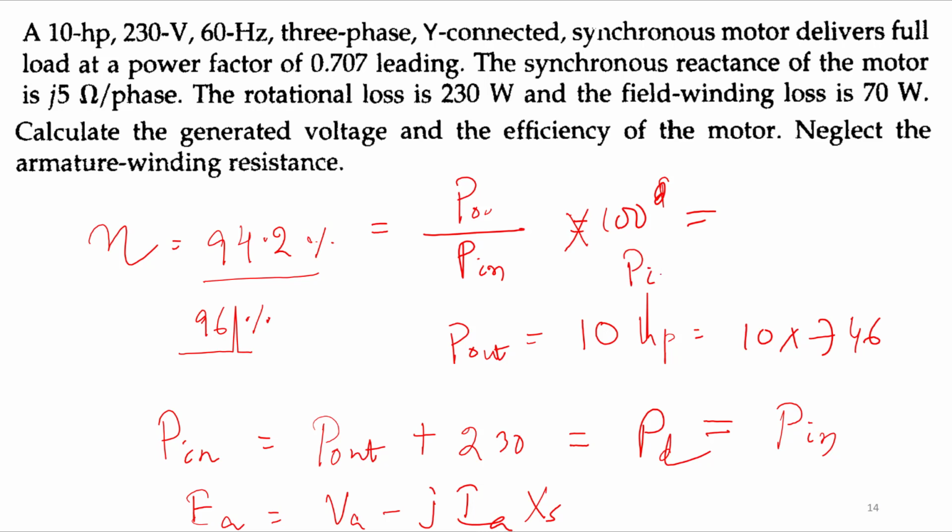P in is equal to 3 V_A I_A cos theta. Cos theta is 0.707, it is given, right? V_A is given, 230 is the line voltage, so you can write 230 by root 3, and I_A you can find from this expression. P in, you know, is equal to P_D, P out plus 230. So this is the very simplest problem. Okay? You can find it out. So I hope everybody understood this. 97? Okay, good. If it is 97 also it is good. Your efficiency is more.